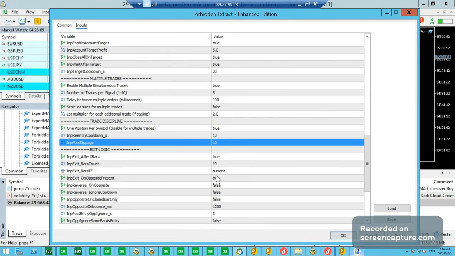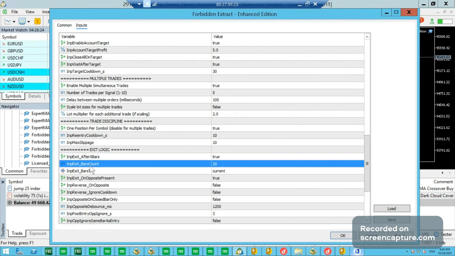So under exit logic function, we have input exit after bars. If we set this input exit after bars to true and we set this to 10, that is input exit bar count, the EA will execute the trade and exit the market once it counts 10 candles. So it depends on the number of candles you want the EA to count for you before it exits the market. So we also have input exit bar time frame.